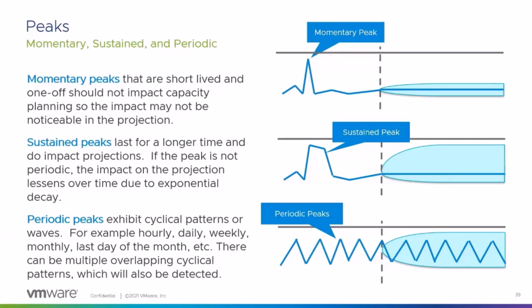The next one is a sustained peak. This is a peak that lasts for a longer period of time. With those, the longer the peak and the taller the peak, the more impact it could have on that projection. You can see here in this diagram, it introduces some uncertainty, saying it might go up again. That's why my upper bound has been made a little larger: it thinks that peak might come back because it was big enough.